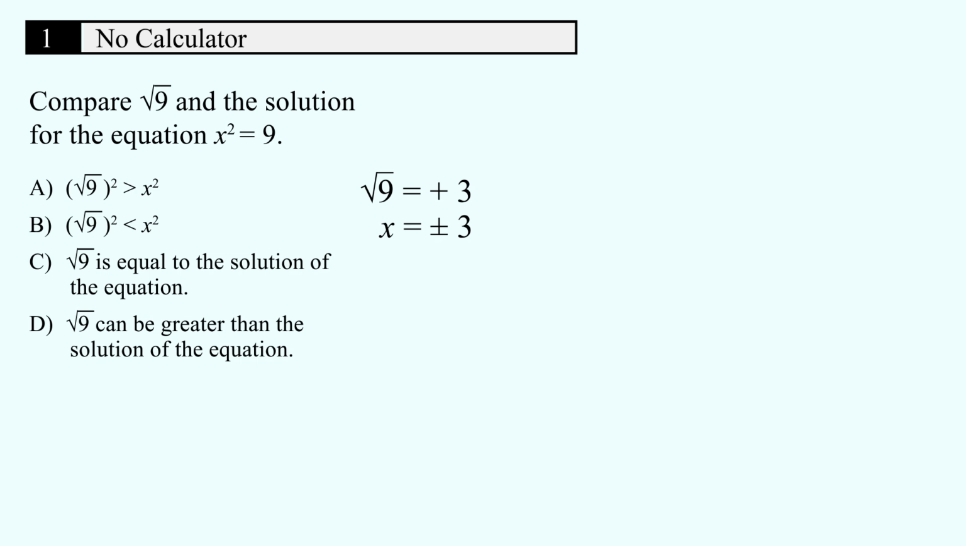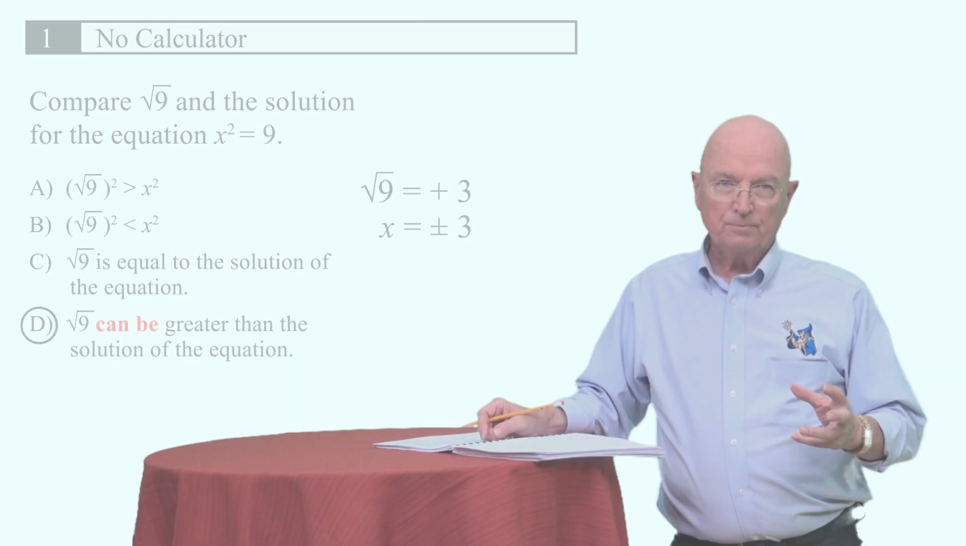And that's answer D. The square root of 9 is 3, which is positive. It can be greater than the solution to the equation because one of the solutions to the equation could be minus 3. So that's a little trick I pulled on you to remind you of that very important concept. So now let's go on and take a look at a question that you're more apt to see on the ACT or the SAT.